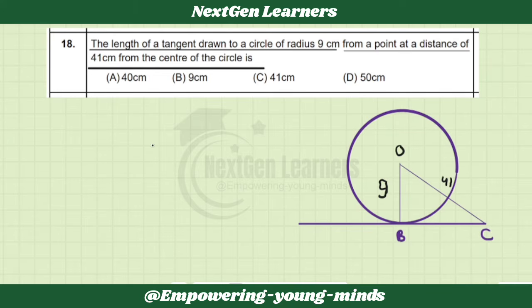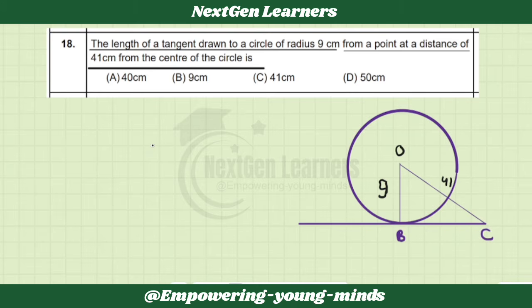हमको एक सर्कल दिया है, उसकी रेडियस हमको 9 सेंटीमीटर दी हुई है and from the point at a distance of 41 centimeter. हमको डिस्टेंस दिया हुआ है 41 सेंटीमीटर, उसके डिस्टेंस से हमको टेंजेंट की लेंथ फाइंड करनी है. Basically we need to find in this BC. So हमको BC फाइंड करनी है.